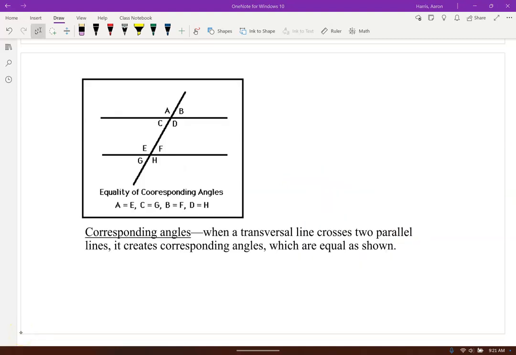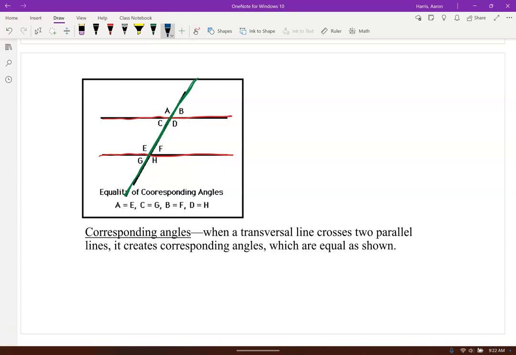So now let's talk about corresponding angles. Corresponding angles are when you have a transversal crossing two parallel lines. So notice the red lines, those two are parallel here. So the transversal, let me put it in green, crosses through. That's the transversal line crossing through, and that creates what's called corresponding angles.